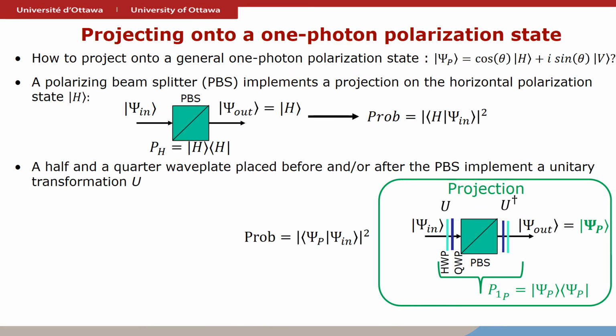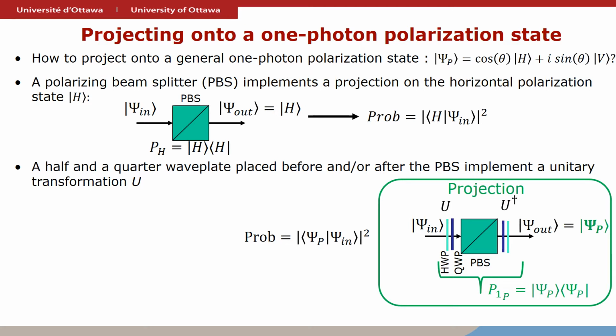But before explaining how you can project onto a general two-photon polarization state, let's take a step back and check how you can project onto a one-photon polarization state. The question that we'd like to address in this slide is how you can project onto the state psi-p, which is a general one-photon projection state.